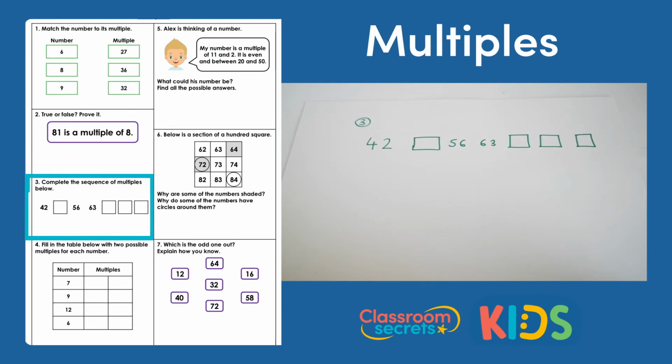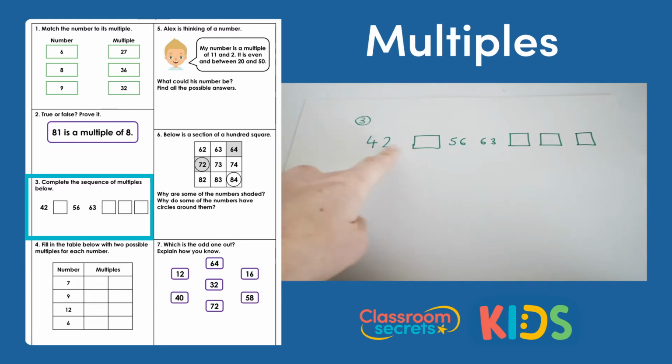Question 3. Complete the sequence of multiples below. So here we've got a sequence of numbers. 42, something, 56, 63. If you can't see straight away, you might need to think, what numbers do I have? How can I work out what the pattern is? Because in a sequence there's usually a pattern, isn't there? There has to be, otherwise it wouldn't really be a sequence. It would just be a list. So to be a sequence we need to work out what the pattern is.